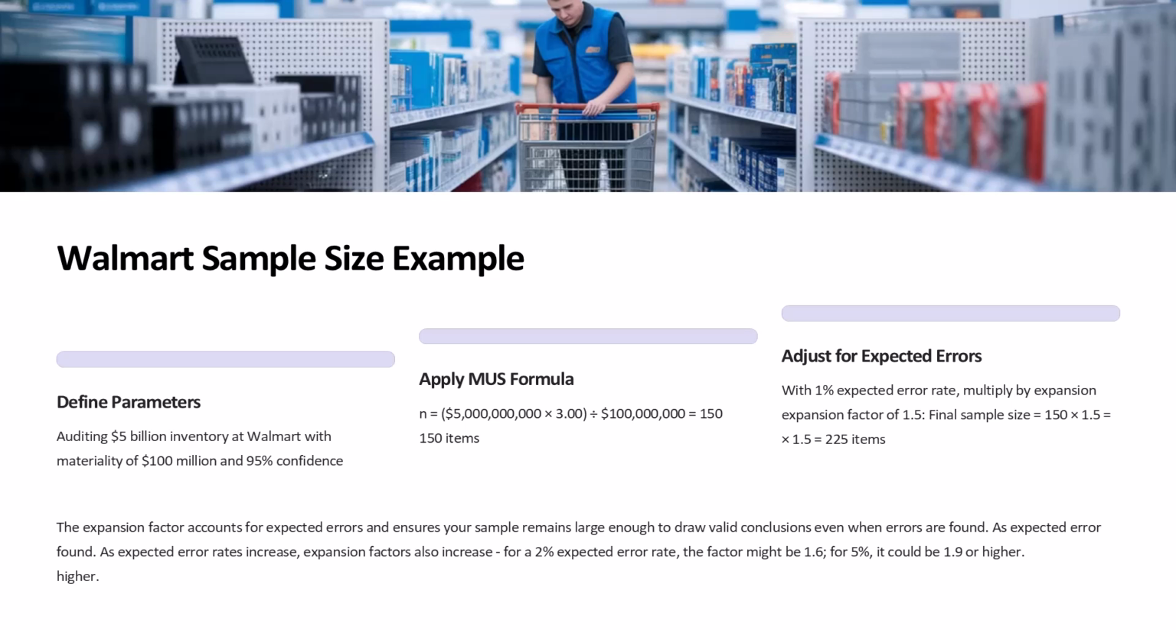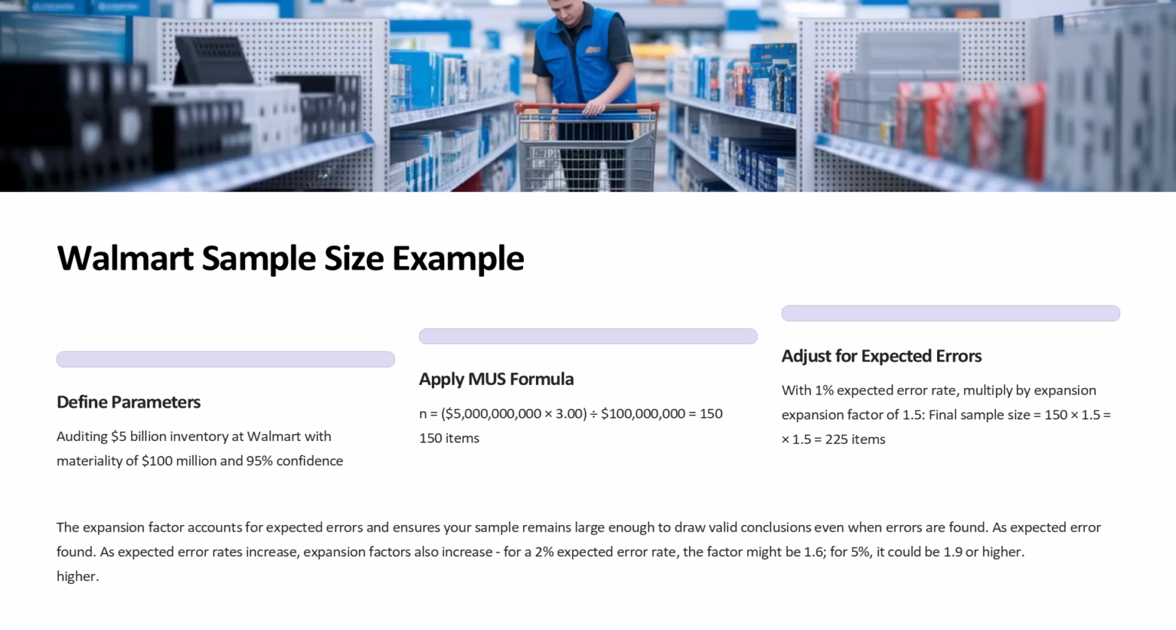But wait, if you expect errors, and trust me, at Walmart's scale, there will be errors, you need to adjust this number up. The presence of expected errors increases the sample size because we need more items to properly estimate the error rate. If you expect a 1% error rate, multiply by the appropriate expansion factor of 1.5. Final sample size equals 150 times 1.5 equals 225 items.